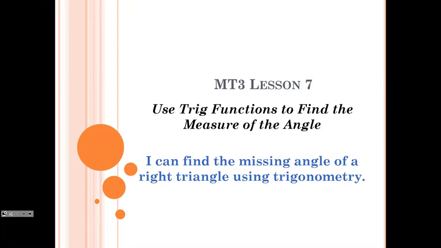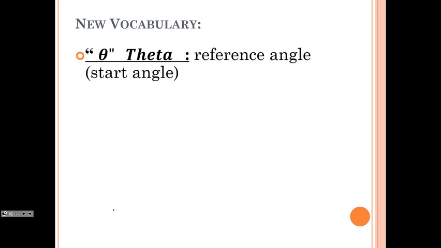This is MT3 lesson 7. I can find the missing angles of a right triangle using trig. Okay, new vocabulary. This is theta, reference angle, which means where you're going to start.